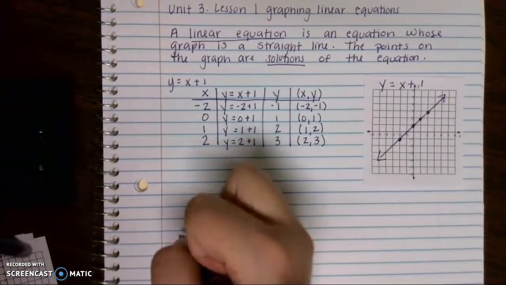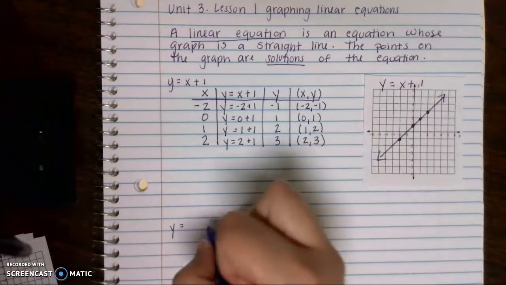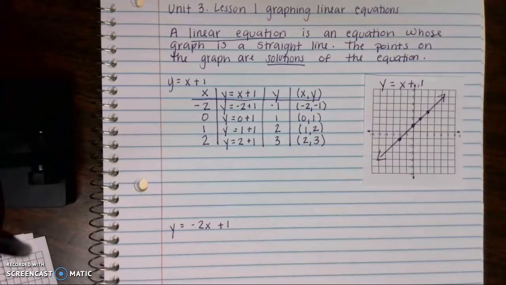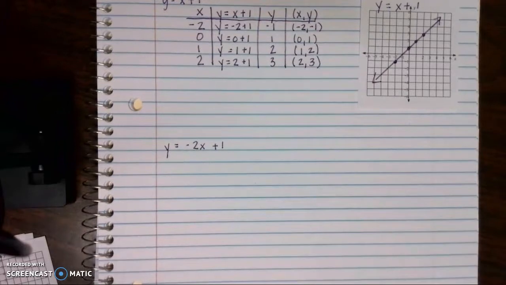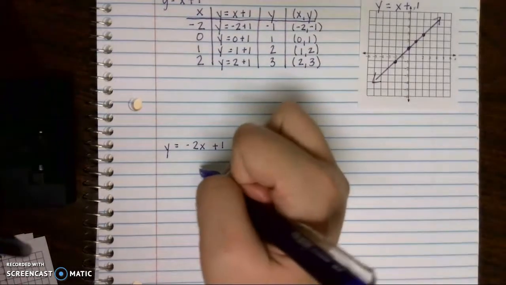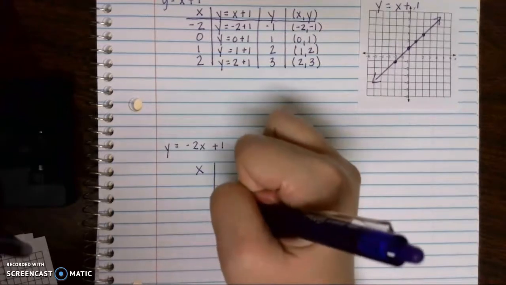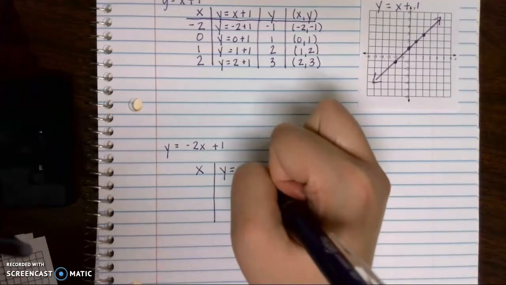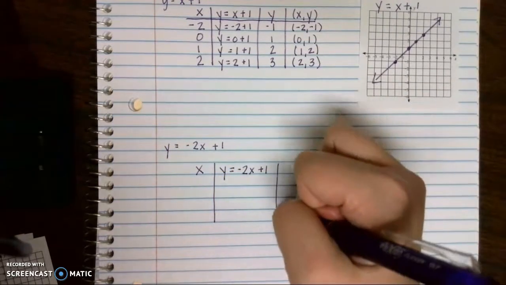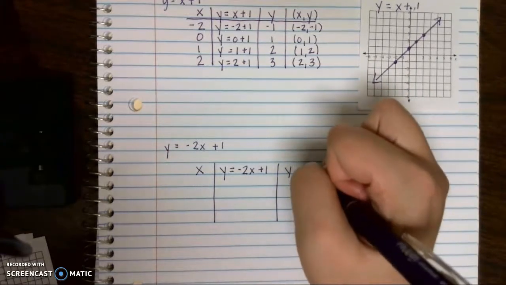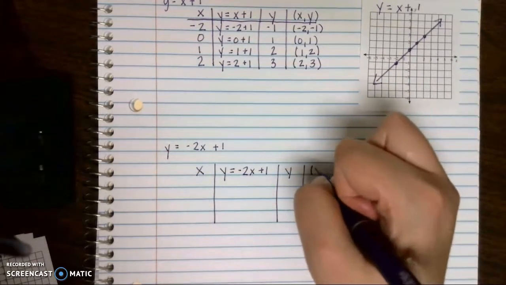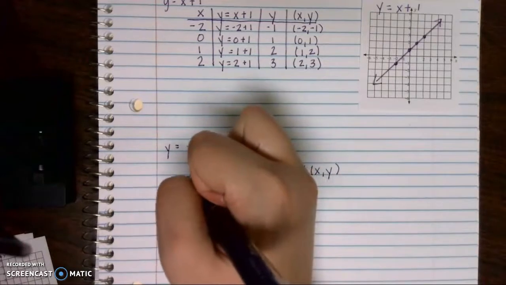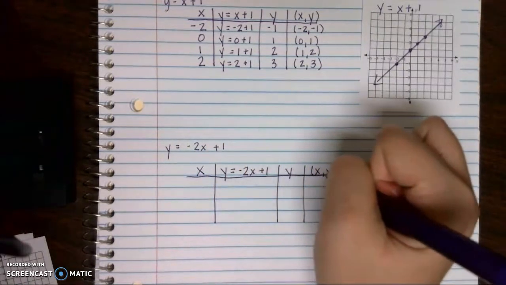Our next equation is y equals -2x plus 1. So first thing, I don't want you to run out of space. First thing you're going to do is create a table with your x, your y equals, this time it's -2x plus 1, your y value, and then your solution point, your ordered pair. Remember, your x values can be whatever you want them to be. Just need a positive, a negative, and 0.